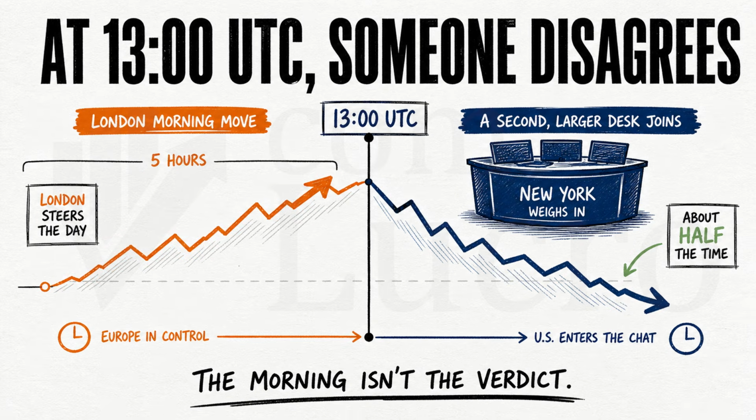By 10 in the morning on the American East Coast, London has already been working for 5 hours. The day's direction looks decided, the morning move is on the chart, and it would be very easy to believe the interesting part is over.